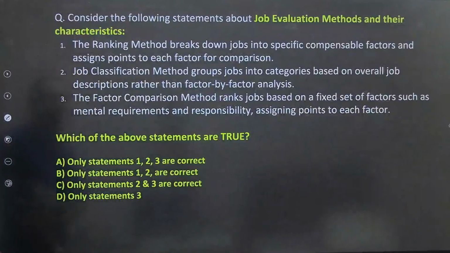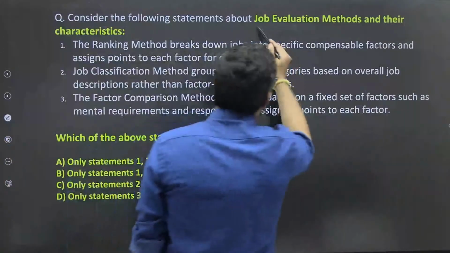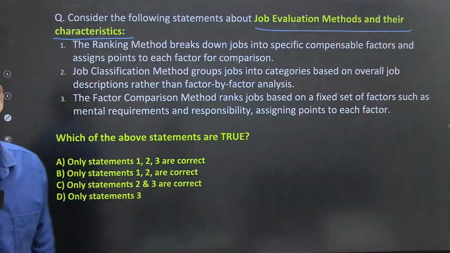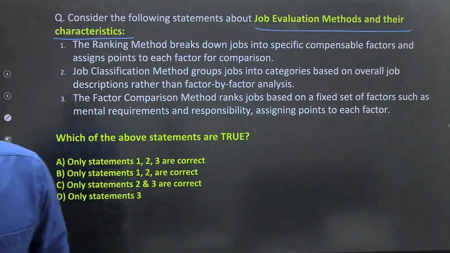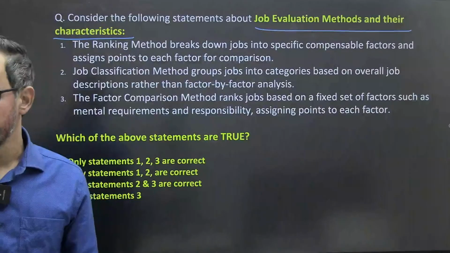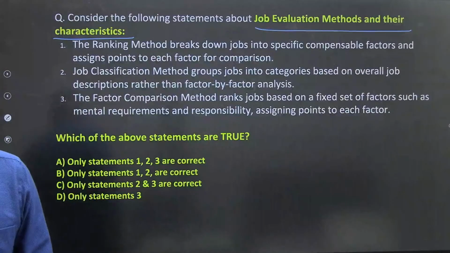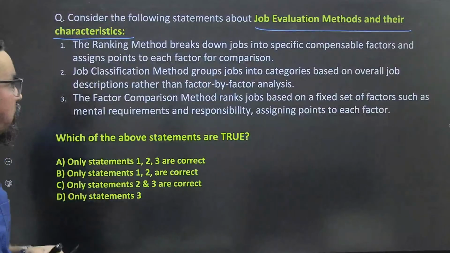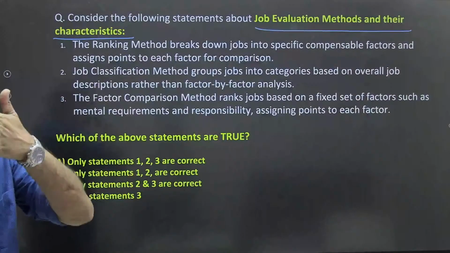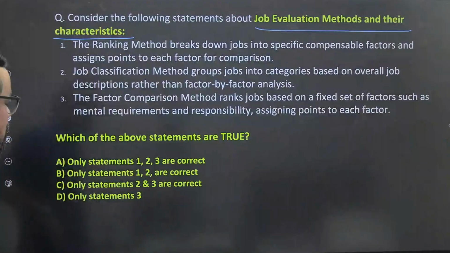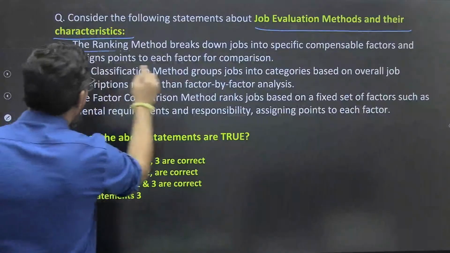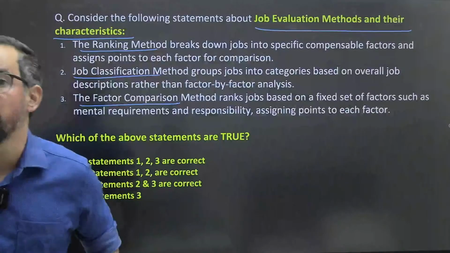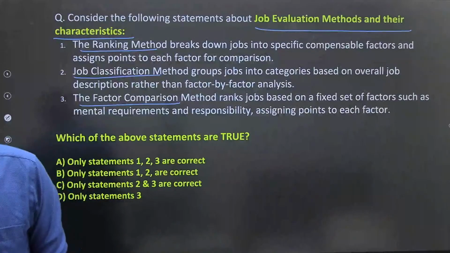Let's move ahead. Consider the following statements about job evaluation methods and their characteristics. Job evaluation and their features. Who will tell this one? Tell me, what will be the answer, friends? Job evaluation methods and their basic characteristics. So what will be your correct answer? Everyone, guys, try and quickly answer. So the ranking method, we have job classification method and factor comparison. Okay, these are the different methods. Based on this, we generally do the classification.